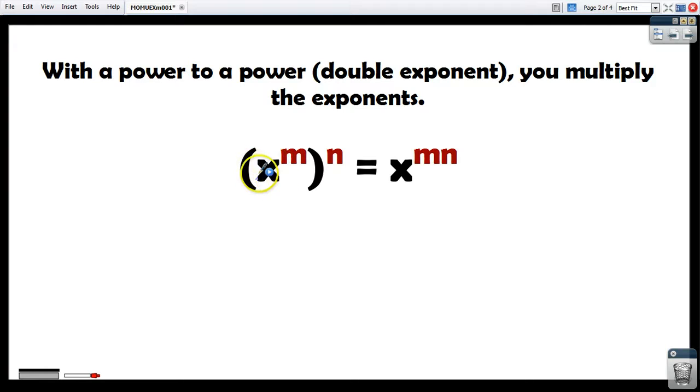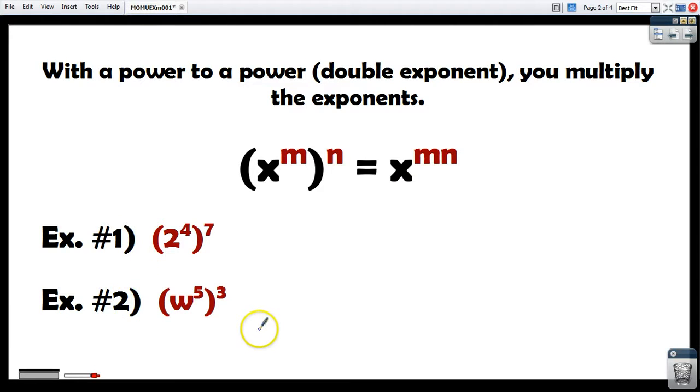If I have some base number x to the power of m, and then in parentheses, those parentheses are then taken to the power of n, it is the same thing as doing x, our base number, to the power of m times n. And so now we've got a quick way to do this work. And in fact, on these problems here, we can practice a little bit.